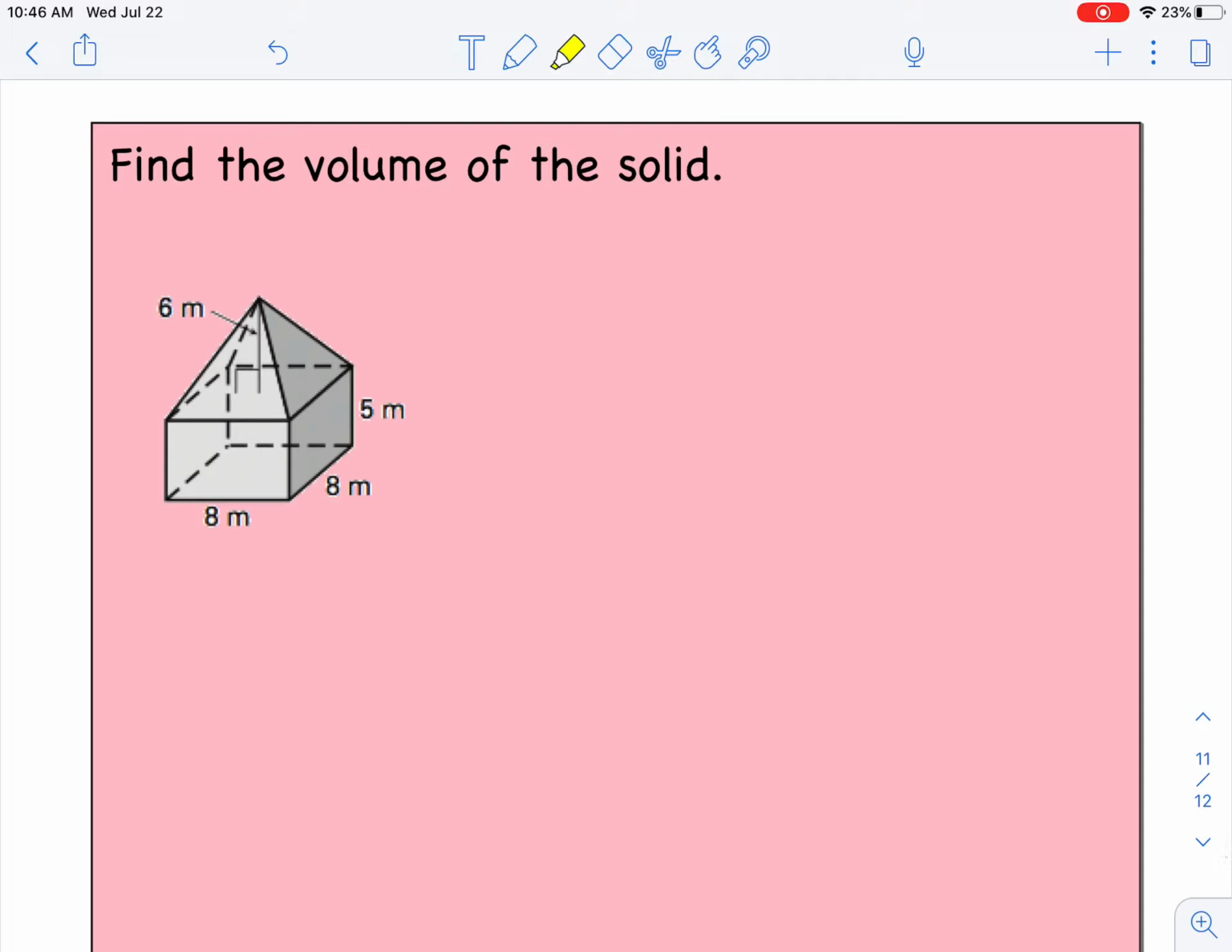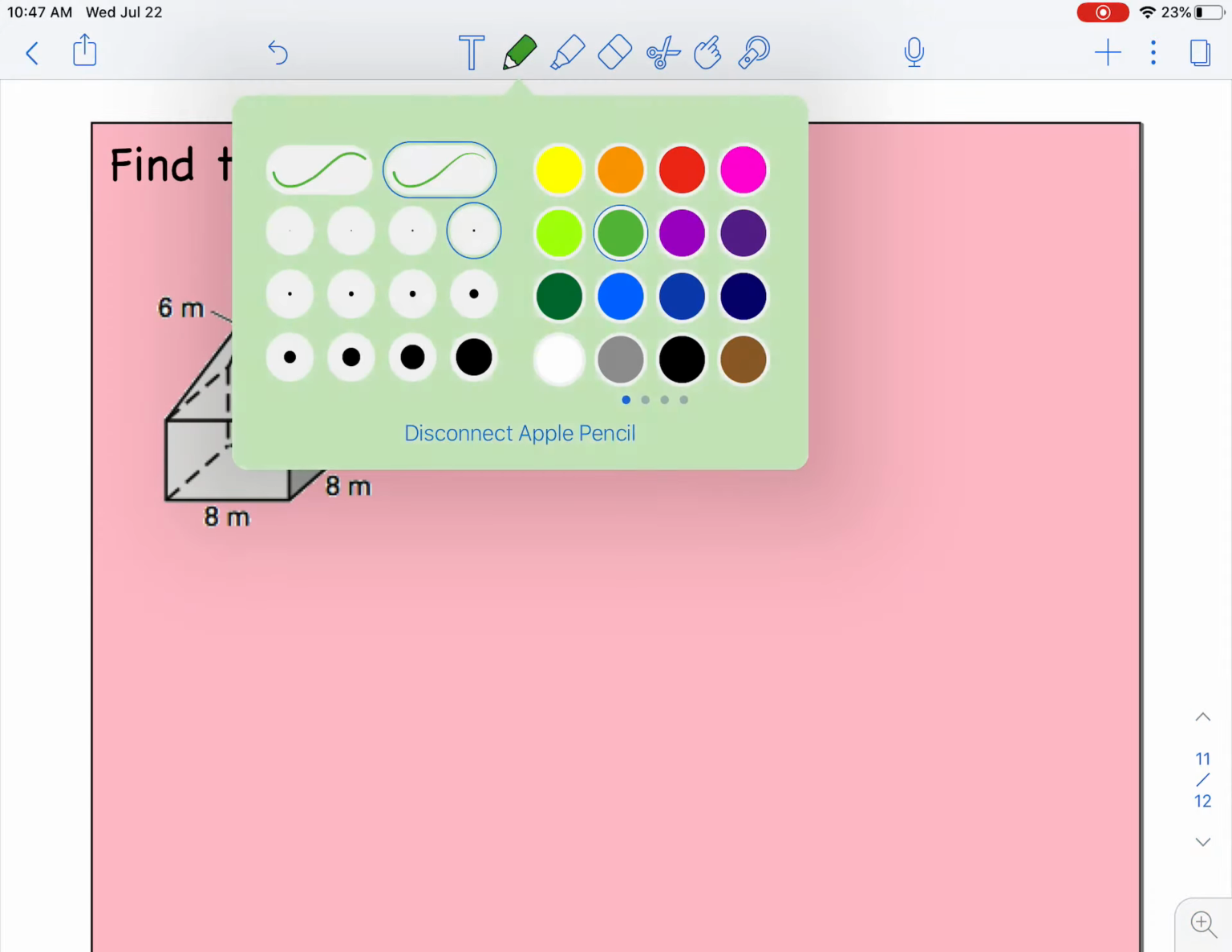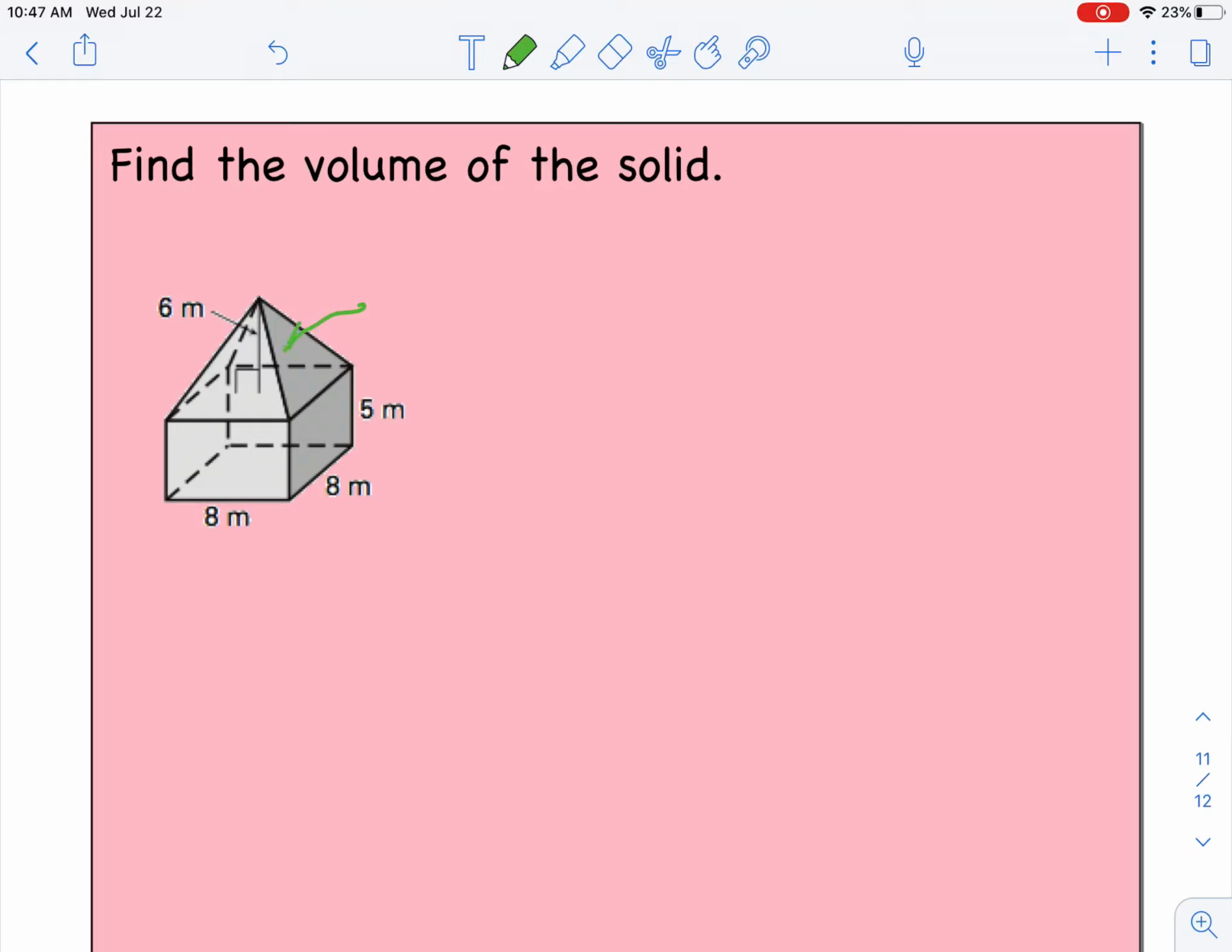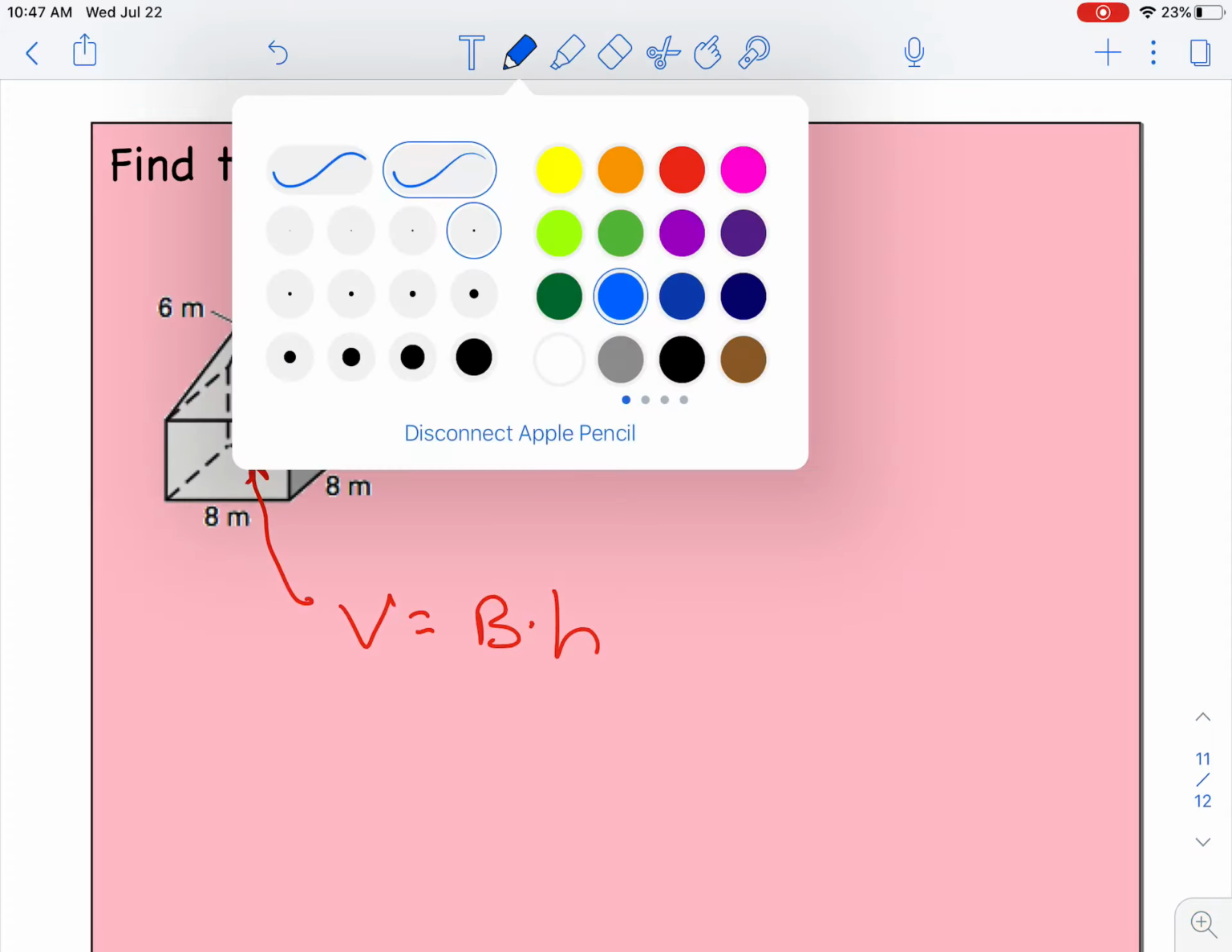So what do we do for this? Find the volume of the solid. The last time we did one like this, we did surface area, and we had to eliminate some of the bases. But for volume, that's not true. So really what we're going to do here is we are going to find the volume of the pyramid, and that's 1/3 the area of the base times the height. And we're going to take that and add it to the volume of the prism, which is just the area of the base times the height. So we're going to add these together when we're done, and that will give us the total volume.